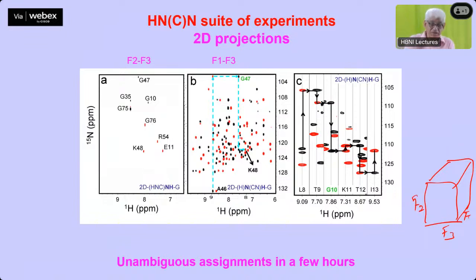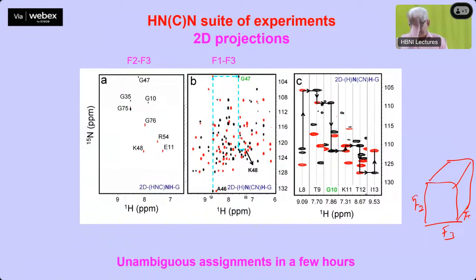Now, if you do that for an HNCN experiment, you get something like this. In the F2, F3 projection, you get a spectrum. You see, you only have glycines and the ones which are after that. So unambiguously you fix where the glycines are and the residues which are next to them. Okay.